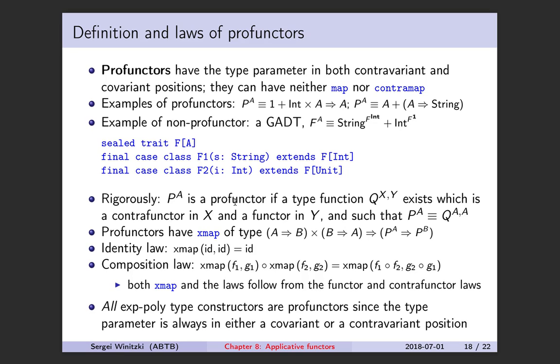Just to build intuition about what they are, I give a more rigorous definition and show that the laws of profunctor hold automatically if the laws hold for functor and contrafunctor of this type function that is involved in the definition of the profunctor. They don't have map or contramap, they have a method that Scala Z library calls xmap and the cats library calls imap, which is of this type signature. And I comment that all exponential polynomial type constructors are automatically profunctors.